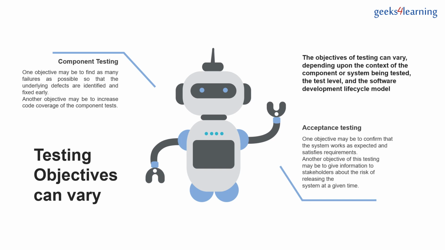During acceptance testing, one objective may be to confirm that the system works as expected and satisfies requirements. Another objective of this testing may be to give information to stakeholders about the risk of releasing the system at a given time.